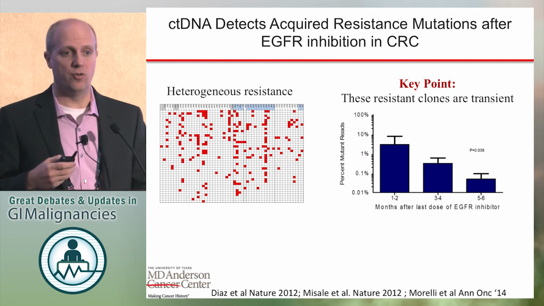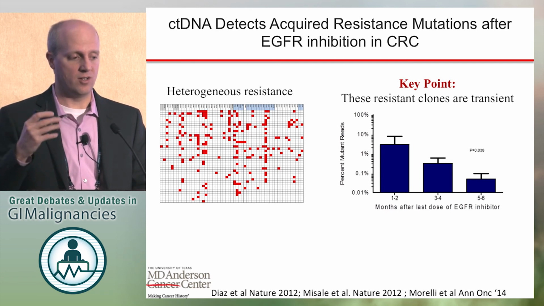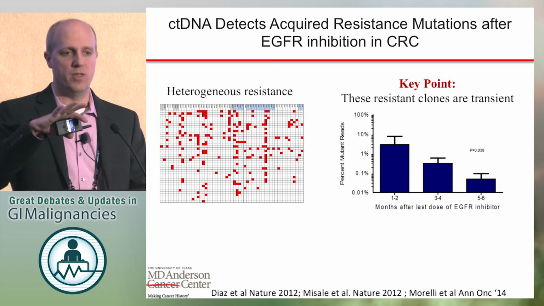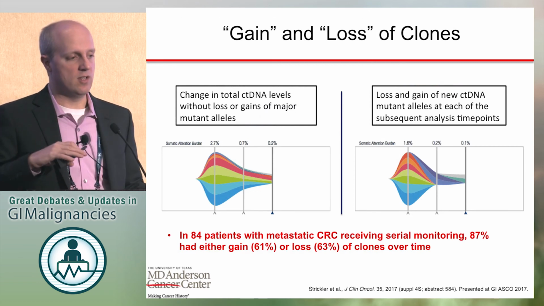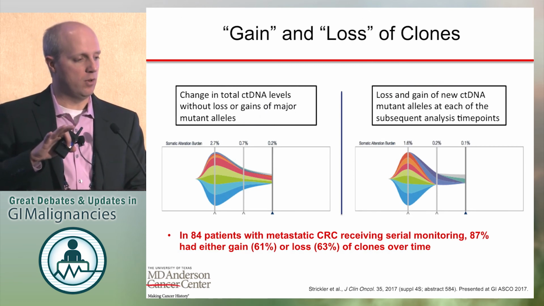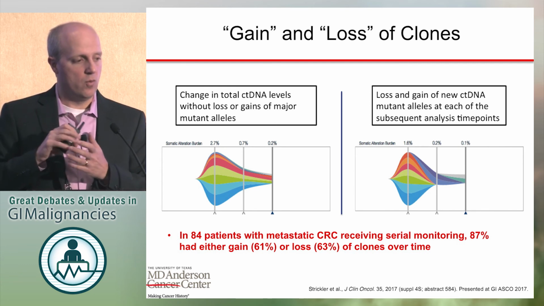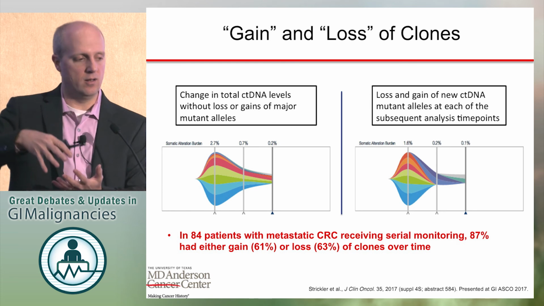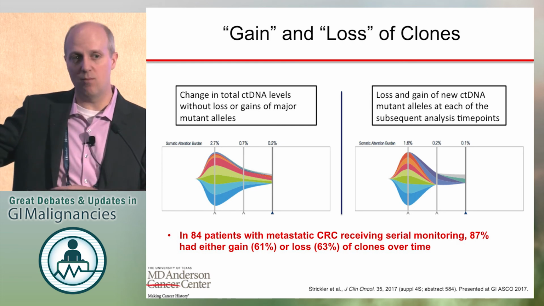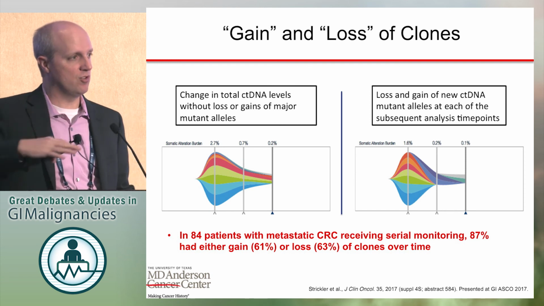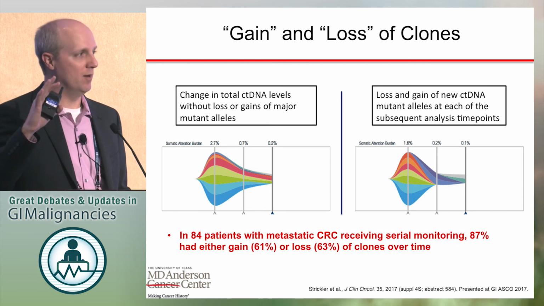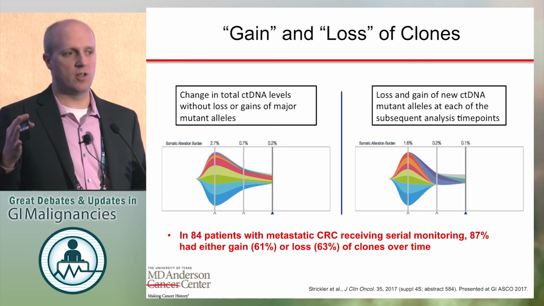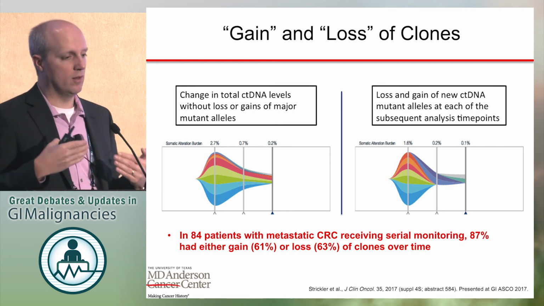But these resistant clones are transient, and so there are efforts now underway to really ask the question, can we use this technology and the fact that these are clones that are dynamic. Here are plots over time of these different clones where you can see these different mutant alleles come and disappear. And this is one that was the exact same biology of the tumor over time, just different levels. And then there's others where you see clones that appear and disappear over time, right? And so by using this information, can you then get a better insight into what the biology is?